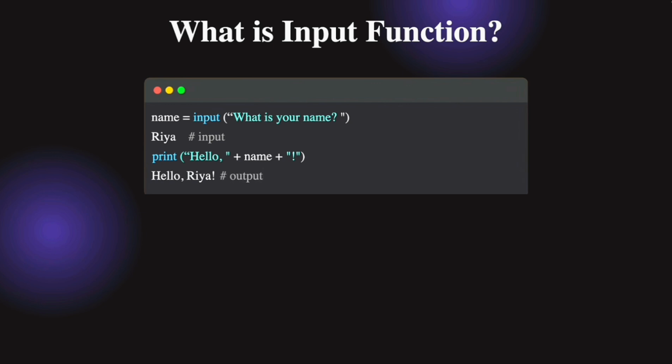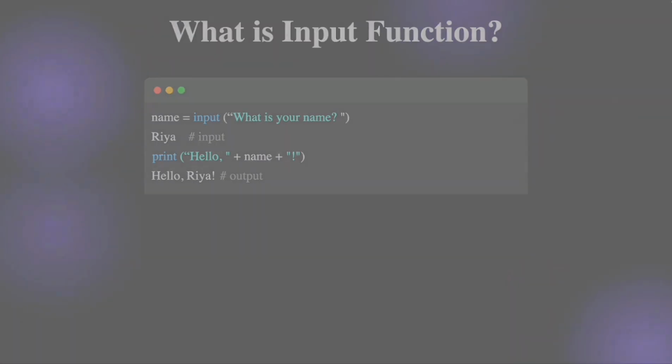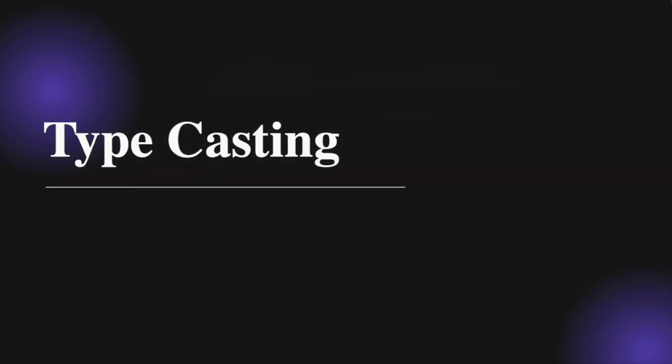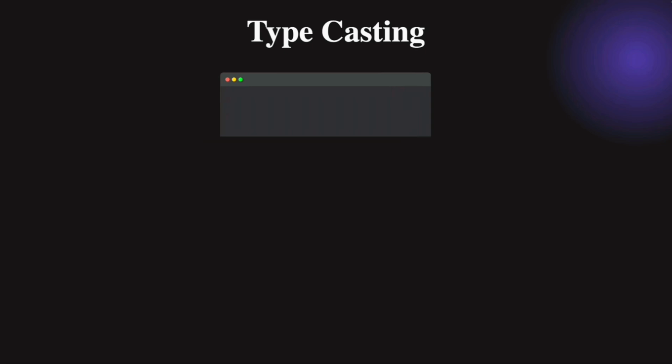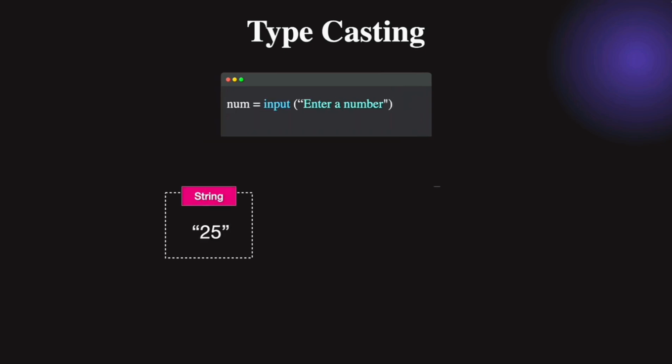Now that we have understood the basic use of the input function, the next step is to practically use it with variables. But here, it is important to understand a concept called typecasting. Let's break it down step by step. First, let's understand what typecasting is. In simple words, typecasting means converting one data type into another. For example, if we have taken a value in the form of a string as input, but we need to perform mathematical operations with that value, we have to convert that string into a number.